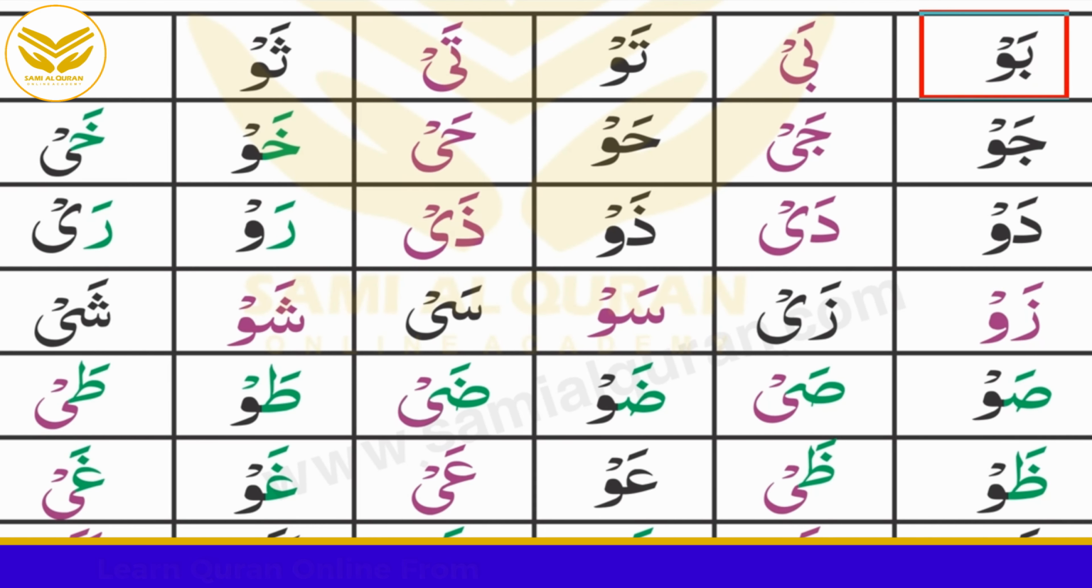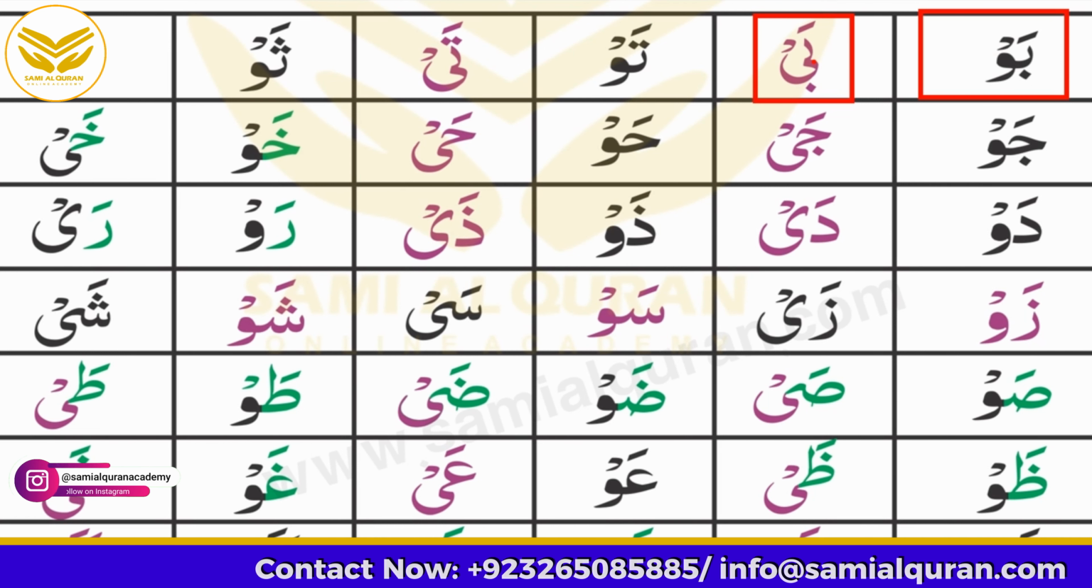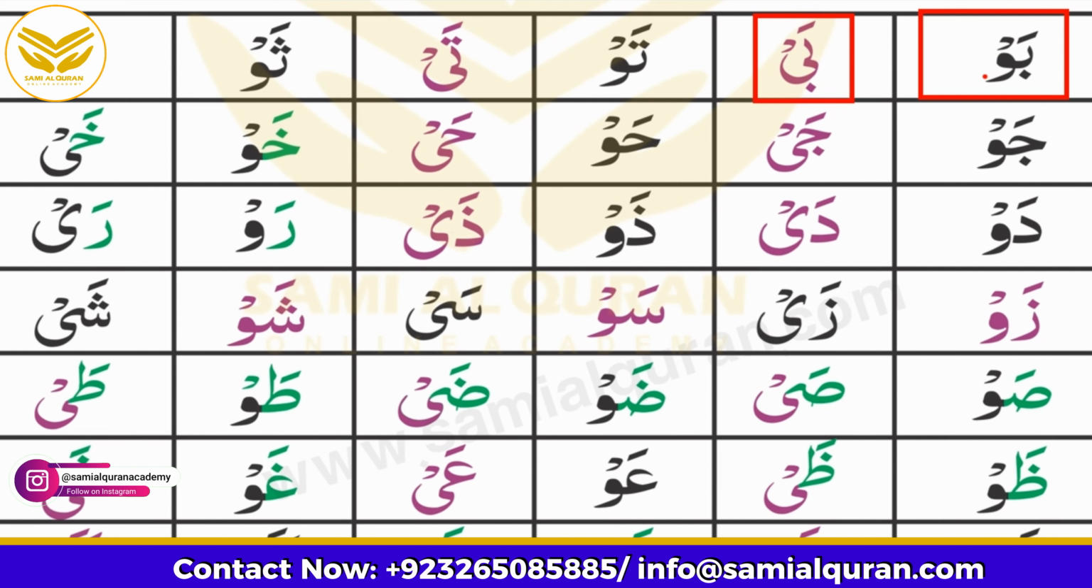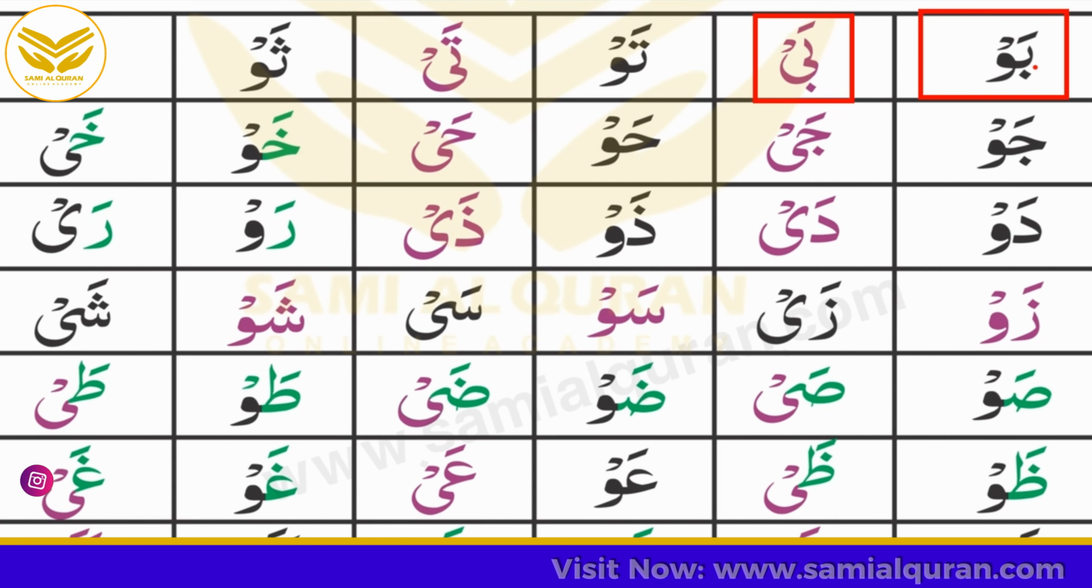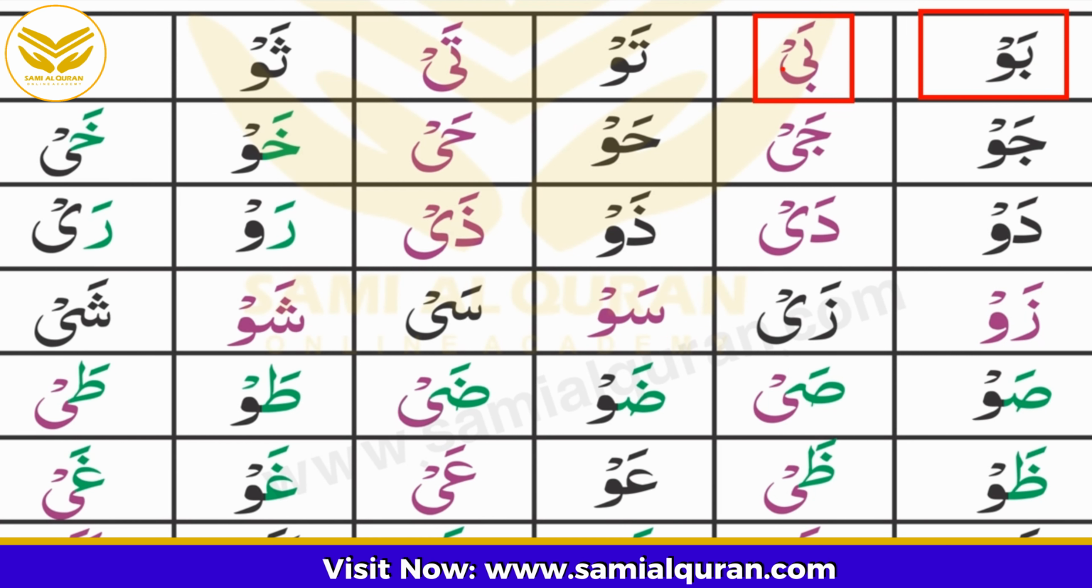So we start from here. Ba waw fatha baw. It is waw leen. We read with the soft sound. Ba ya fatha bay. It is ya leen. We read with the soft sound. Baw, bay. So first we read with spelling, and second time we read without spelling, like baw, bay.